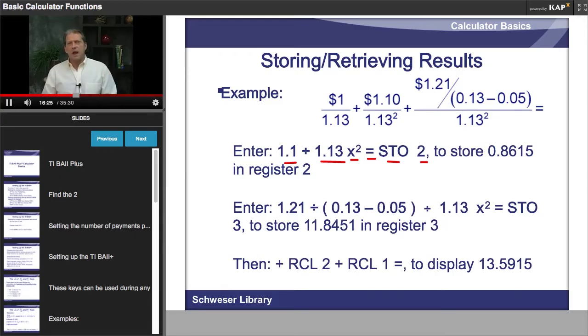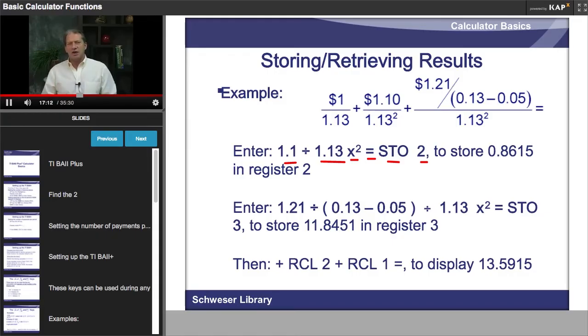For this third term here, I use the parentheses because remember I've got this in chain mode. I want to take 1.21 and then divide that by 0.13 minus 0.05, 13% minus 5%. And then I want to divide that by 1.13 squared. When I get that, I can store that in register 3 by hitting the store key, hitting the number 3. And that will store 11.8451.